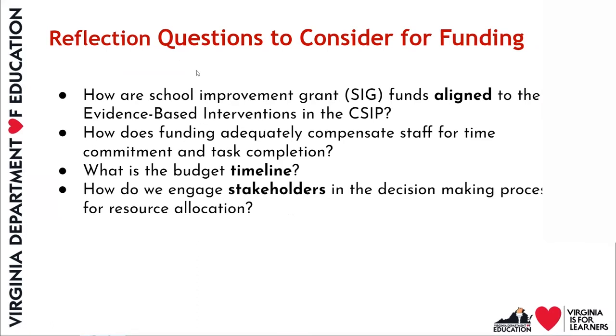So when we think about our reflection questions to consider for funding, we want to consider how school improvement grant funds are aligned to the critical evidence-based interventions in our CSIP. Particularly for federally identified schools, are your grant fundings aligned to your priorities? How does funding adequately compensate staff for time commitment and task completion? And it's really very important that we align our resources with our needs and our priorities. Do we have a budget timeline? How do we engage stakeholders in the decision-making process for resource allocation?